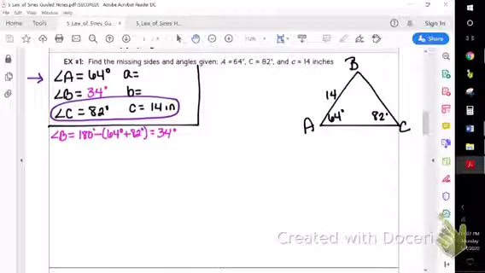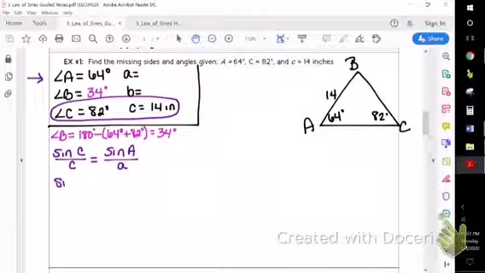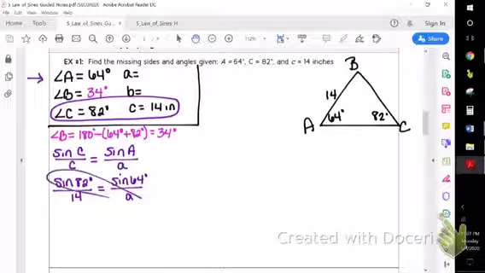Alright, so the formula then, since I'm using A and C, I'm going to put C first because it's what I know. So it's going to be sine of angle C over side C is equal to sine of angle A over side A. Now I'm not going to write this out every time. I will on the first couple and then I will stop. Alright, so sine of our angle C, which is 82 degrees, over our side C, which is 14, is proportional to sine of angle A, which is 64 degrees, over side A. And so we're going to cross multiply and divide.